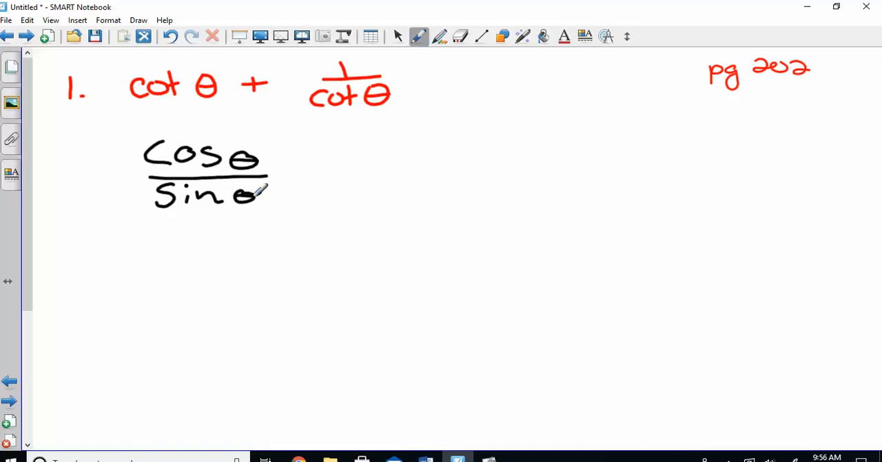Okay, plus. Let's think about the other one. 1 over cotangent. What's the reciprocal of cotangent? Tangent. If I write that in terms of sines and cosines, then tangent is sine over cosine. So plus sine theta over cosine theta. Because the reciprocal of that is tangent, which is sine over cosine.